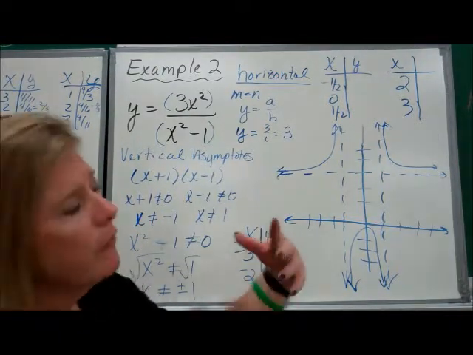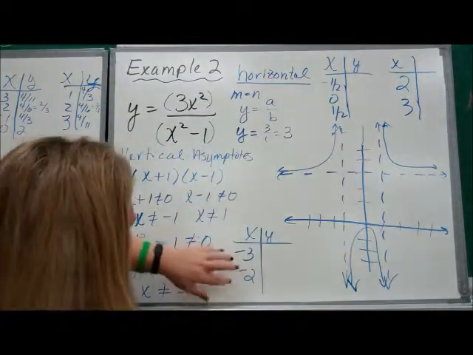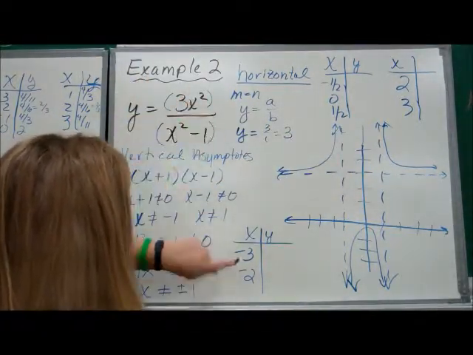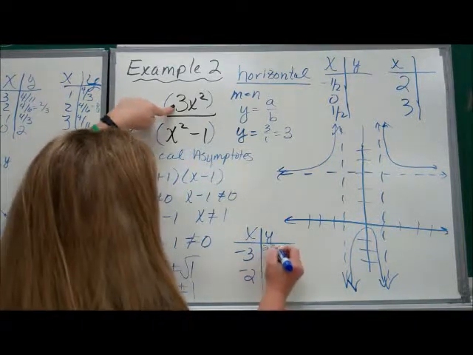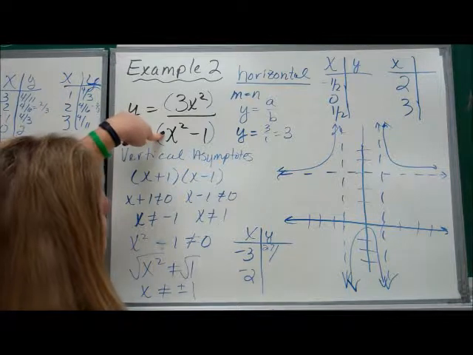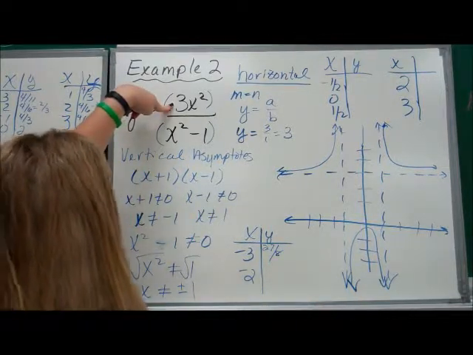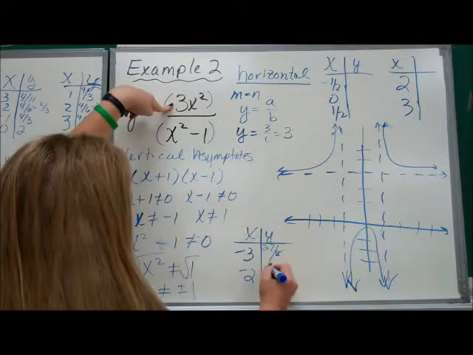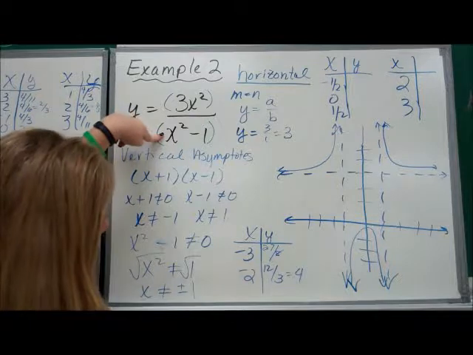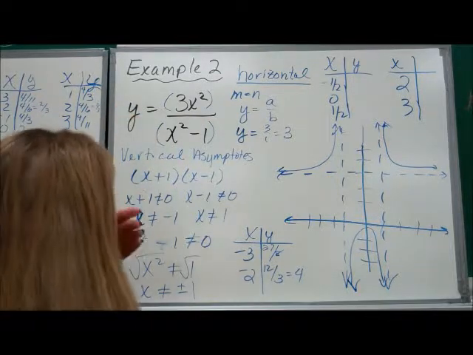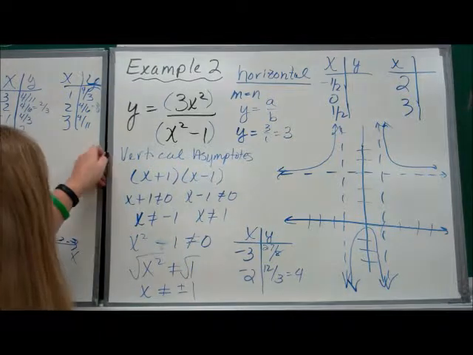I'm not looking for perfection. And again, if you didn't have the graphing calculators, you just plug in the numbers and do the math. So like negative 3, plug it in here, and it's going to be 27 over 8. Negative 2, it's going to be 12 over 3, which is 4. Okay. And you can just continue out that way.